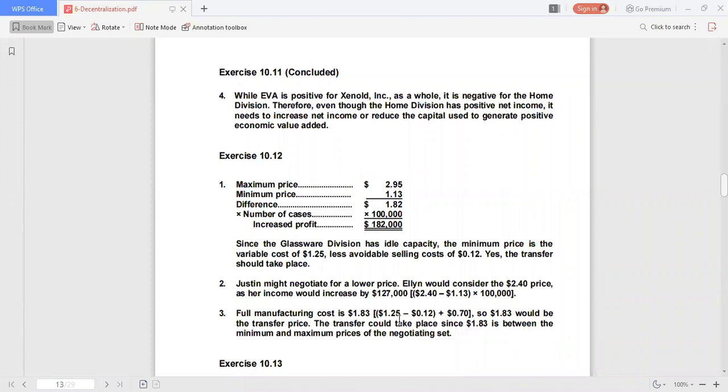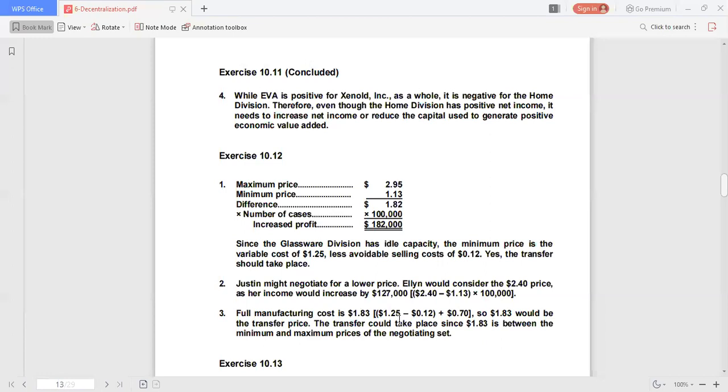So in requirement number 1 for 10-12, the maximum price is given at 2.95. The minimum price is given at, here we have 1.13. So the difference is 1.82. During the year, the glassware division expects 390 cases of this bottle.